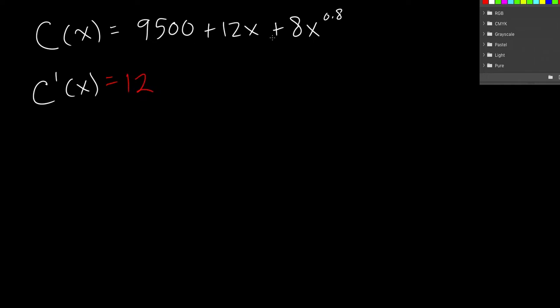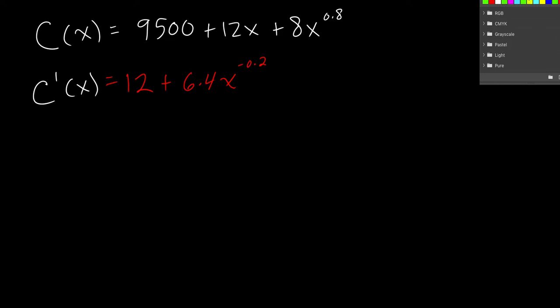12x becomes 12, and then we bring down 0.8 times 8, so it's going to be 0.64x, and then we reduce that by, whoops, that's wrong, decimal error. So that's going to be 6.4x. And then when we reduce that by 1, it's going to be negative 0.2. Okay? And that's the first thing they ask us to find.